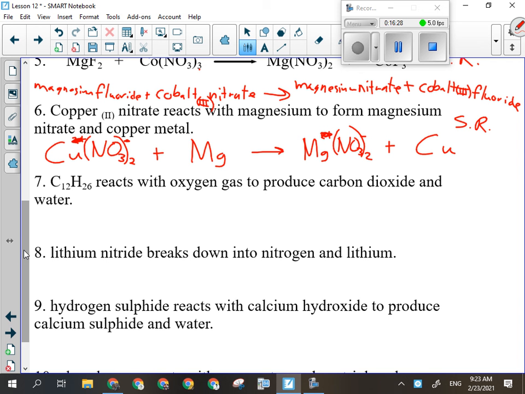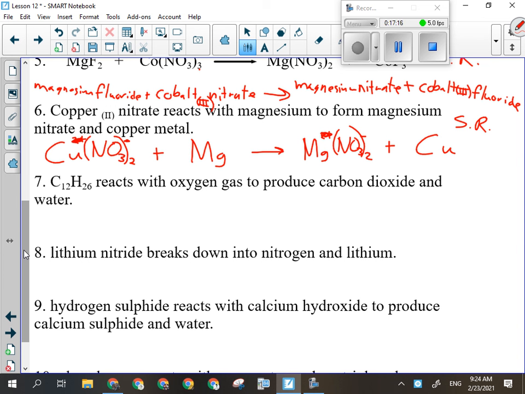Done. How do I know I'm done? How many copper are there here? 1. How many copper over there? 1. How many nitrates are here? 2. Here? 2. 1 magnesium, 1 magnesium. It's already balanced. Everything's already worked out. That happens sometimes. Don't overthink it. If you think it's already balanced, it might be. Don't start adding numbers just because you feel like it. I would never do that.